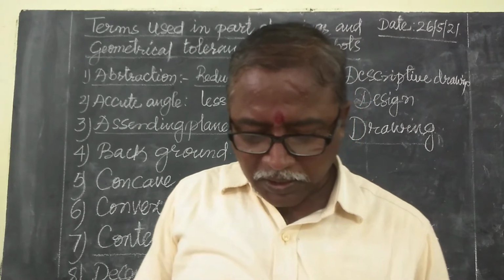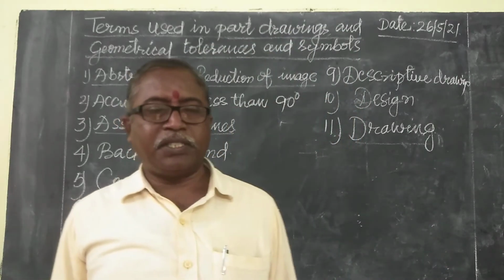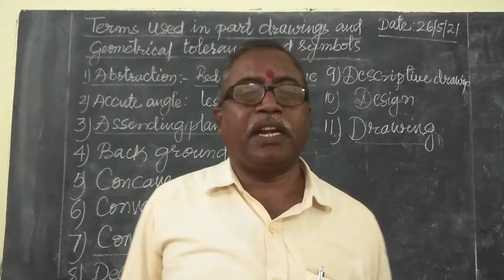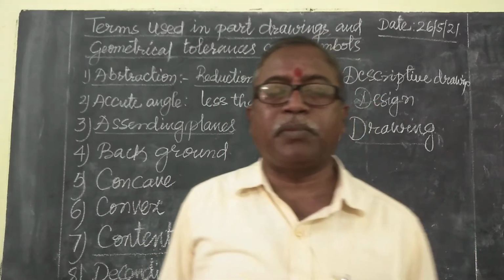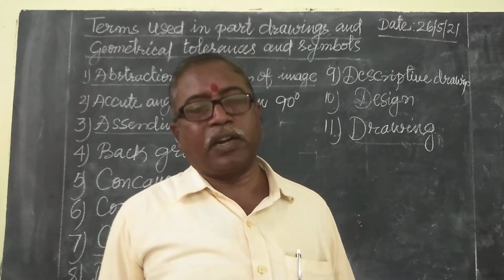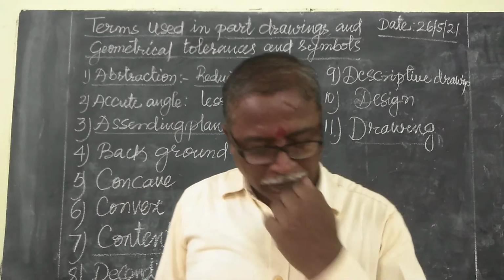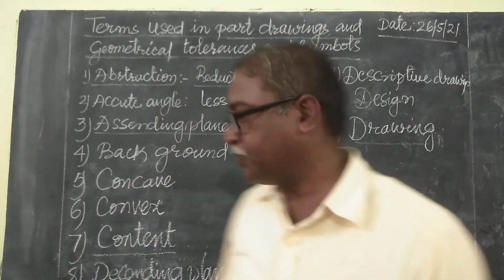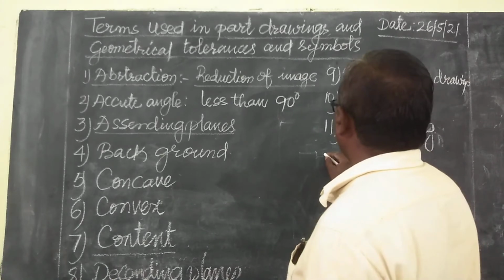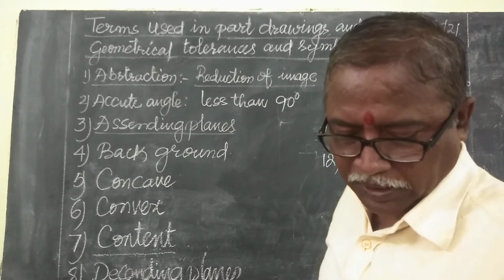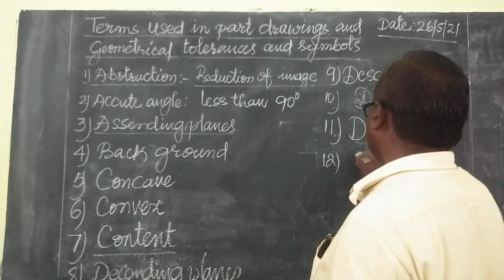Then next, full range. Full range means complete gradation. Everything must be completed. No pending at all in the drawing. That is called full range. The geometrical shapes. Then the 12th one. What is that? Full range.